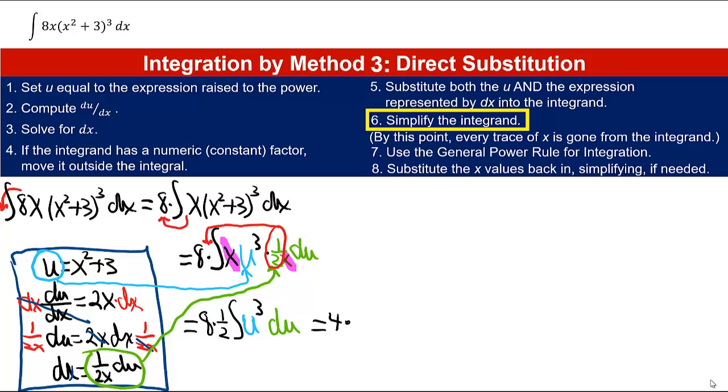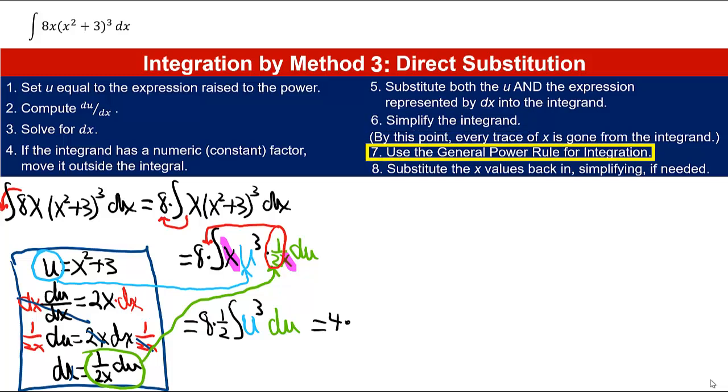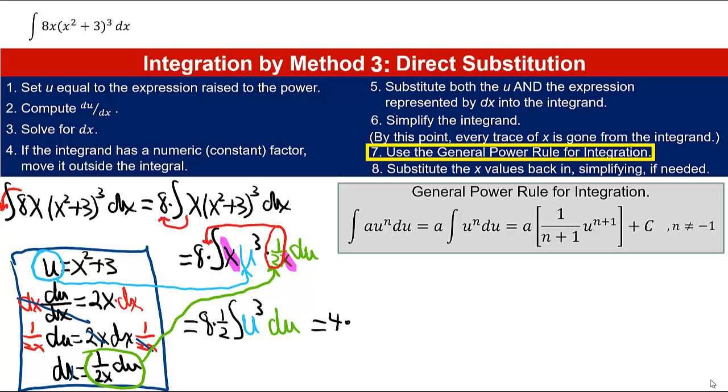The integral of u to the third du can be handled by the general power rule for integration, which is what step 7 asks you to use. That tells you that the integral of u to a power is obtained by raising the power by 1 and then multiplying by 1 over that new power. So since the power in our problem is 3, we want to add 1 to 3 to get 4. And then we want to multiply by 1 over 4, which is 1/4. You've got a little simplification here, of course. 4 times 1/4 is just 1.